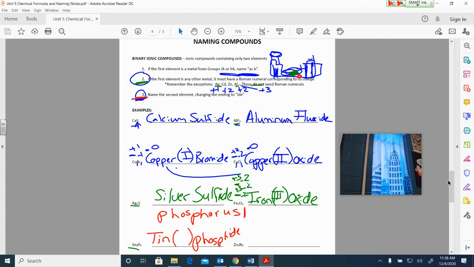So here's the ending. I'm going to go back to vowels. A-E-I-O-U, those are our vowels. Here's the first vowel, here's the second vowel. That's where you make the cut. All of this gets cut off in the name, and then I just tack on -ide. See how phosphor became phosphide? That's where you make the cut.